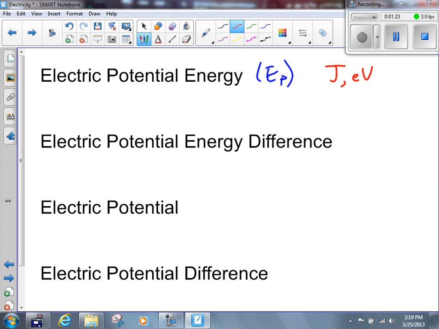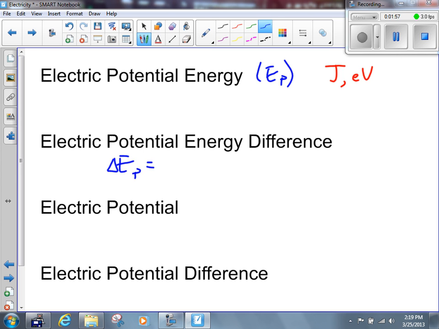Electric potential energy difference, I think this is a pretty straightforward one, right? Electric potential energy difference is literally the difference between electric potential energy in one situation versus another. So you got a certain amount of potential energy here, you got a certain amount of potential energy here. The difference between the two is the electric potential energy difference. What would the symbol for that be? This one's not hard either. Not the units, but the symbol. If potential energy is EP, then potential energy difference would be delta EP.